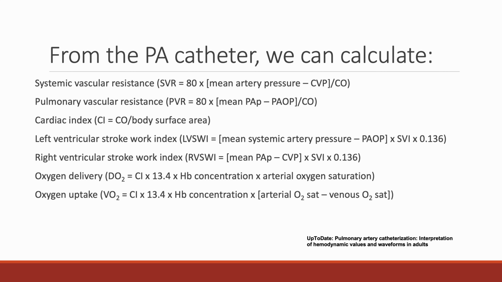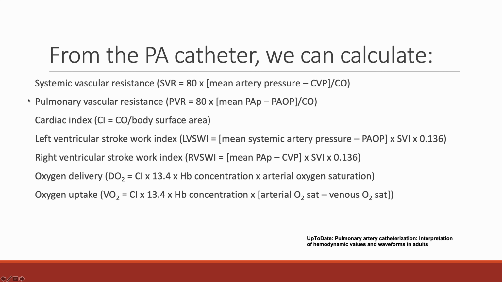So we can also get all sorts of other information from the pulmonary artery catheter. We don't measure anything else, but we can calculate things like the SVR. So the systemic vascular resistance is 80 times the mean arterial pressure minus the CVP divided by the cardiac output, and that gives you a really weird thing that we won't bother with. And by weird thing, I mean that weird dyne second per centimeters to the fifth thing.